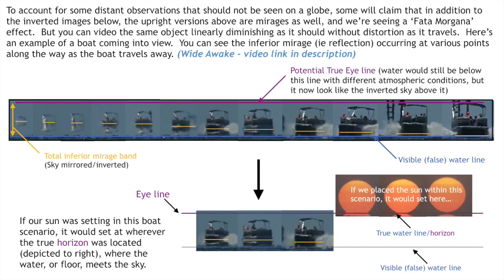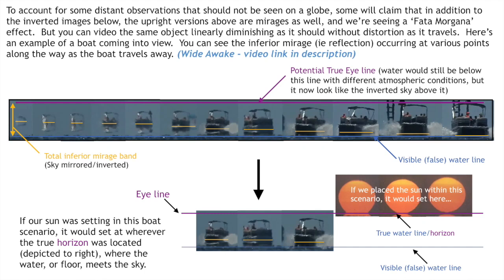But you can video the same object linearly, diminishing as it should without distortion as it travels. So you can place a straight line along that image. There is no distortion of the image or movement of the image, disappearing, reappearing, moving up and down like it would with typical refraction phenomenon. That is the image itself. It's just moving further away.